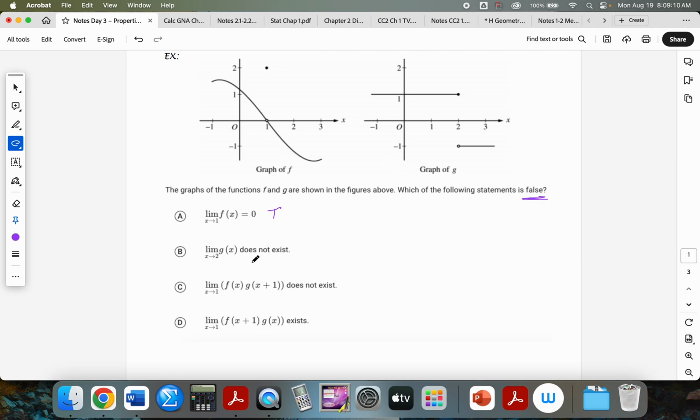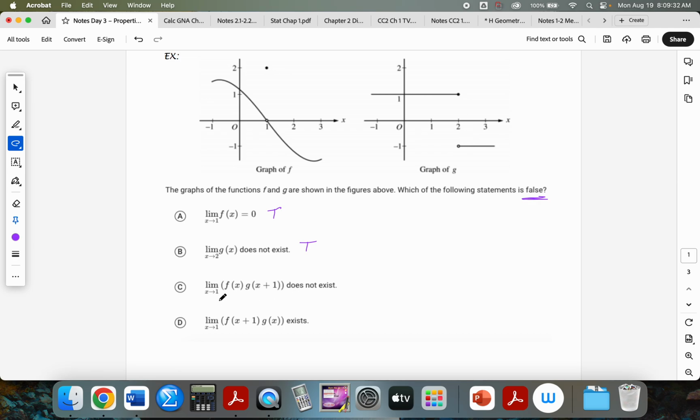Next one. The limit as x approaches 2 of g of x does not exist. True or false? True, because the limit as we approach 2 from the left of g of x is 1, but the limit as we approach 2 from the right of g of x is negative 1.